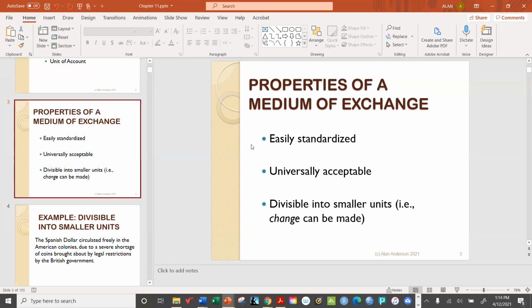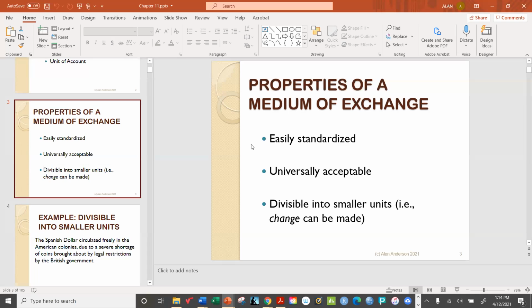When gold and silver were used as a form of money, this referred to the idea that they could be converted into coins, which again were standardized in the sense that they all looked the same, they all weighed the same, they all had the same quality of gold and silver, and that made it much easier to use them as a form of money.